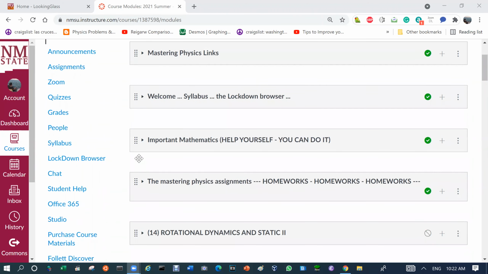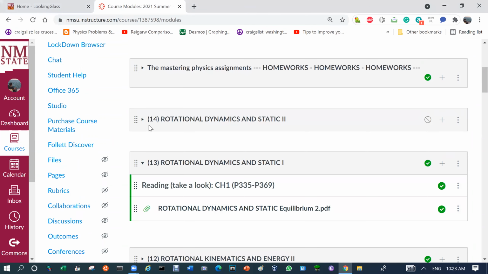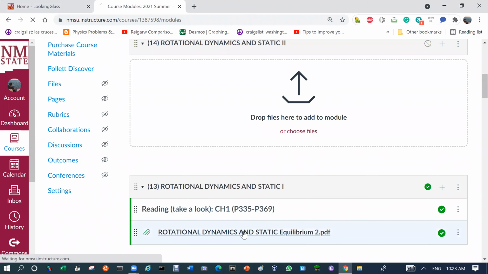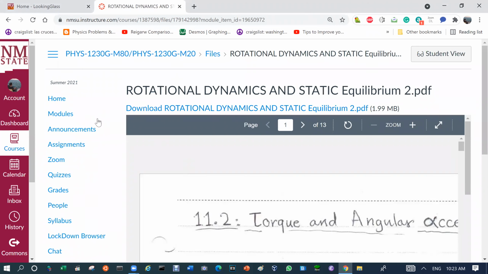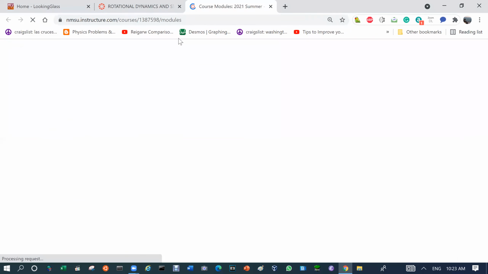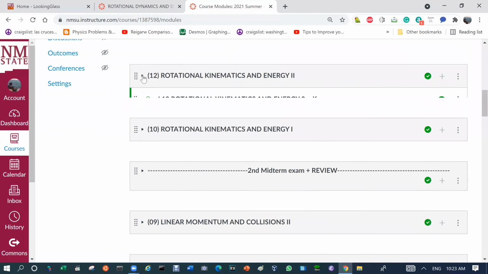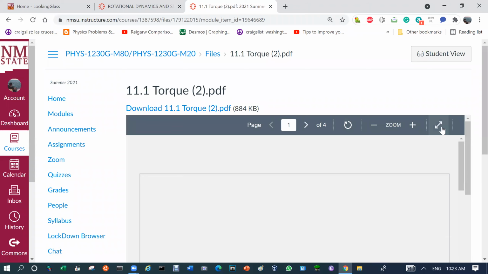Okay, we are now in rotational dynamics. Yesterday we discussed the torque, which is the first quantity in rotational dynamics, which is the force.